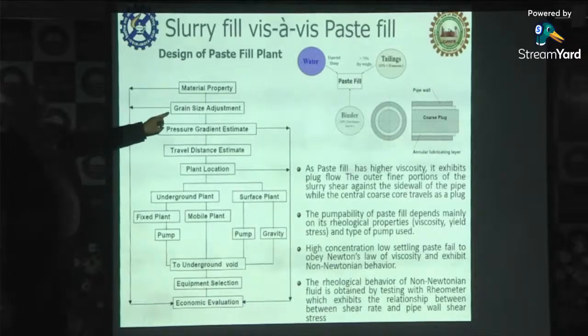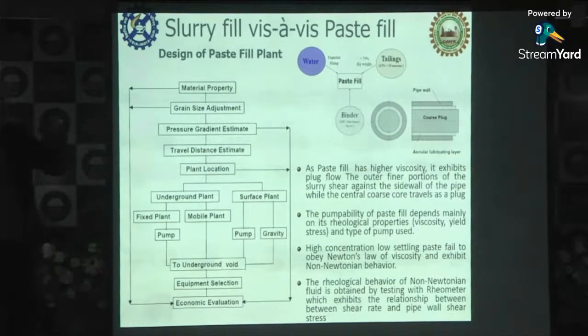Then the grain size adjustment will be done, because as told by sir, they didn't have finer particles for the paste filling plant, so they use cement. That is called the grain size adjustment. We plot a curve, and then we find out whether that curve has minus 20 micron particle size of at least 15%. If we do not have that, we introduce some finer particles to match that grain size. That grain size curve is called a Fuller curve.